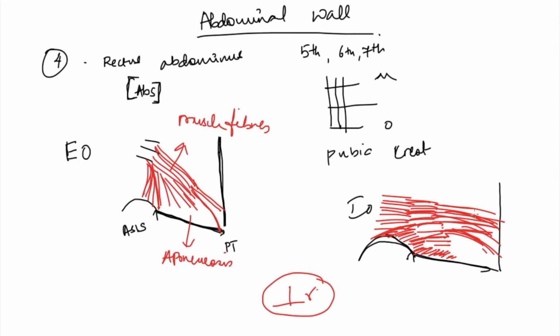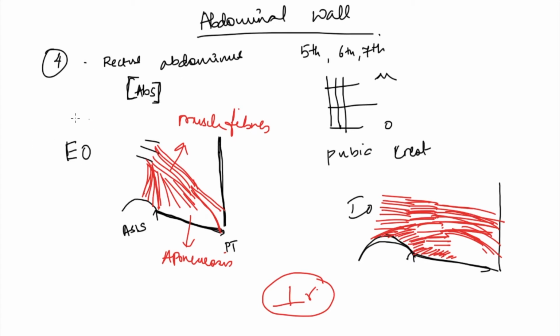And where will it insert? Similarly, like internal oblique, it's going to get inserted into the linea alba, the pubic tubercle, as well as the pubic crest, right? So this is the basic description of the 4 muscles which constitute the anterior abdominal wall.